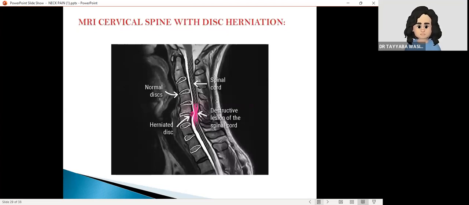This is an example of the MRI where we can see the herniated disc that is causing the compression of the cervicospinal cord and thus causing the myelopathy and the neck pain, and the patient may present with the radiculopathy as well.